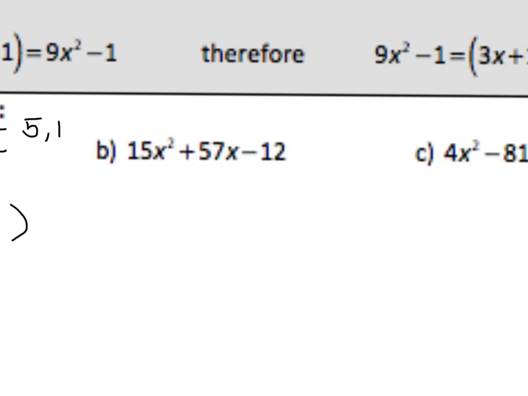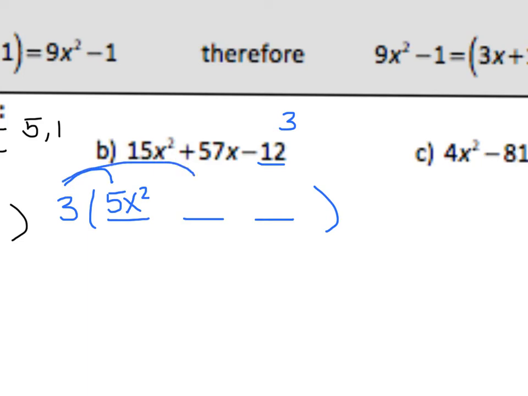Okay, in B, again, you always ask yourself, is there a greatest common factor? Looking at the smallest number, 12. 12 can't go into 15, and I know 12 can't go into 57, but are there factors of 12 that go into both? The factor of 3 does go into 12, and 3 goes into 15 and 57. So I'm going to take a 3 out of both of these numbers and write the leftovers. So I've got 3 and blanks here. 3 times what is going to get me back to 15x squared? It's going to be 5x squared.